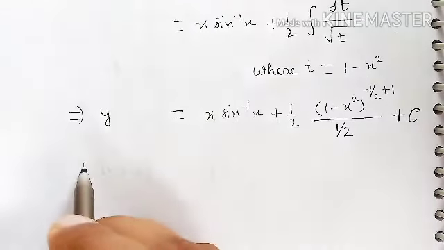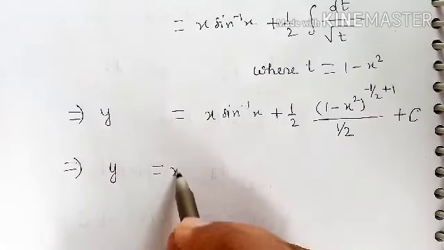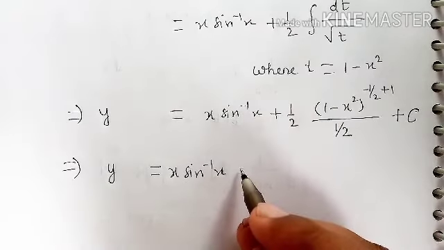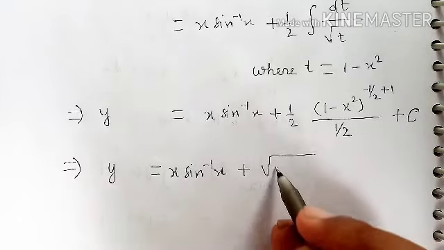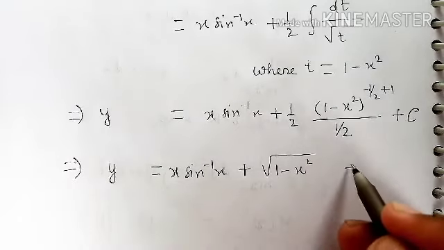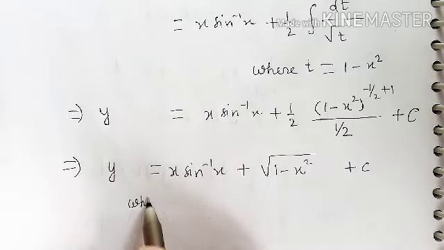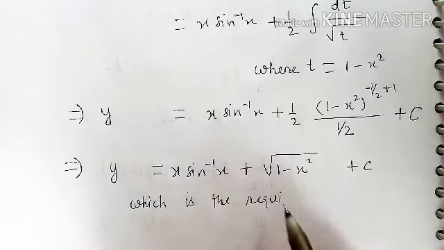This is y, hence we can write y is equal to x sin inverse x. Here 1 by 2, here 1 by 2, both cancelled. Here we have a square root of 1 minus x square plus c, which is the required general solution.